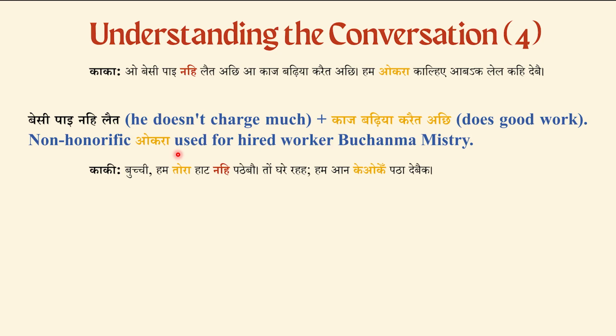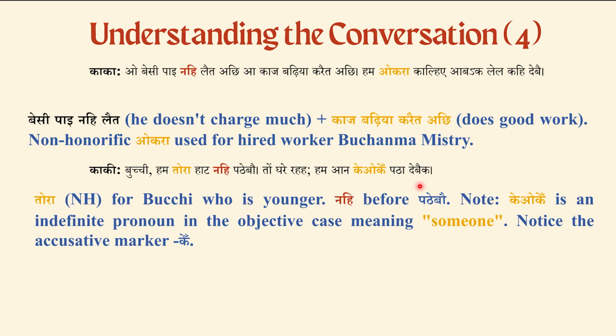So in the next sentence, Kaki says, Buchi, हम तोरा हाट नहीं पठेबो तो घरे रह हम आन क्यों के पठा देबेक. Here Buchi is the nickname of the girl whom Kaki is addressing, and she is saying हम तोरा हाट नहीं पठेबो. I will not send you to the haat. Haat is a kind of weekly market place. So तो घरे रह, you stay at home. हम आन क्यों के पठा देबेक. I will send someone else.